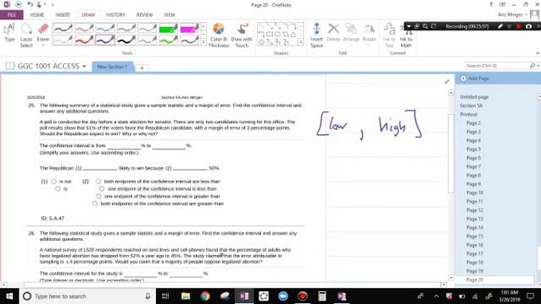A poll was conducted the day before a state election for senator. There are only 2 candidates running for this office. The poll results show that 61% of the voters favor the Republican with a margin of error of 3 percentage points, which means you could be off by 3% this way, or 3% this way. So minus 3 or plus 3. That would take us from 58 to 64.